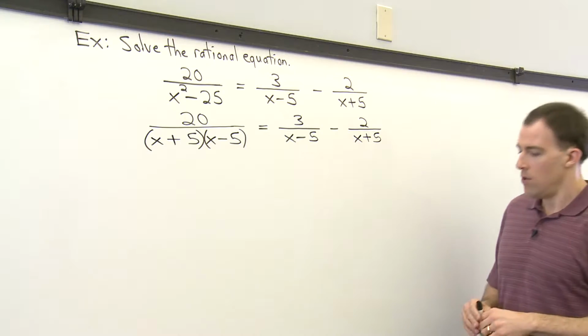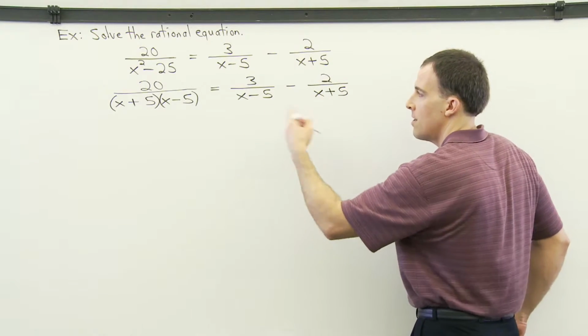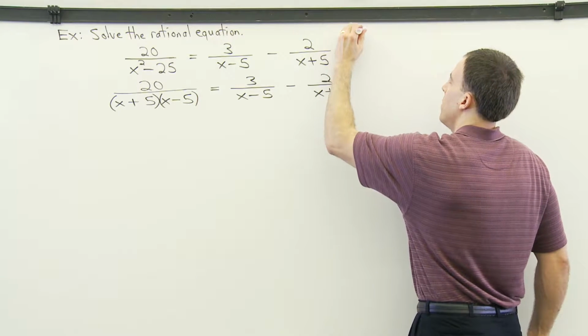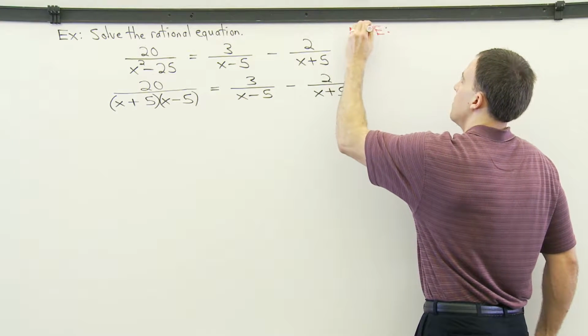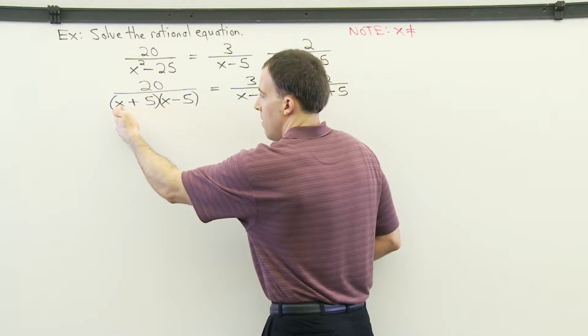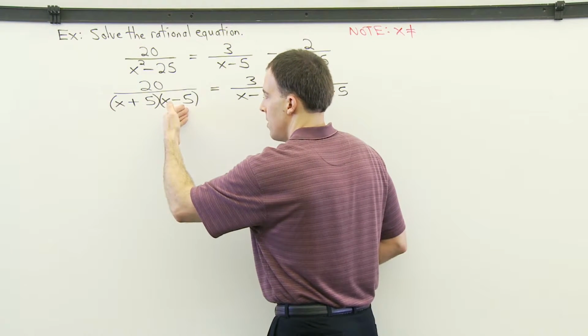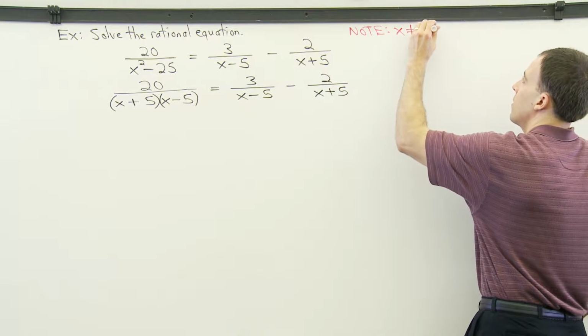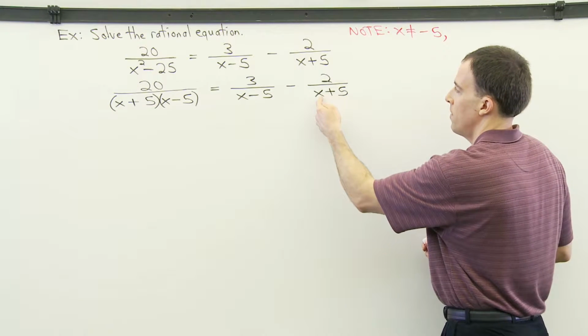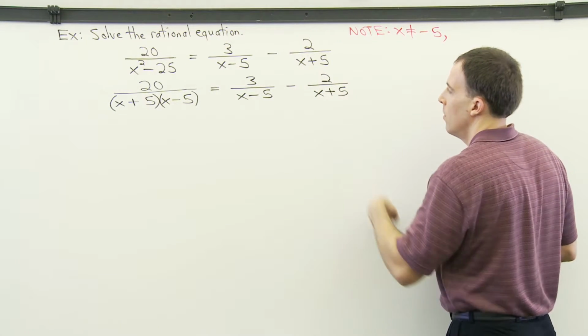The next thing we've got to do is identify any restricted values. Those are values of x that make any of the denominators 0. So I'm going to make a note up here as to what x is not allowed to equal. X is not allowed to equal negative 5, because negative 5 plus 5 makes this factor 0, which zeroes out the entire denominator. X can't equal negative 5. Same thing from this last denominator. X can't equal negative 5 here either, because negative 5 plus 5 is 0.